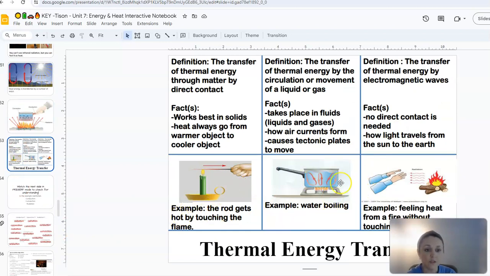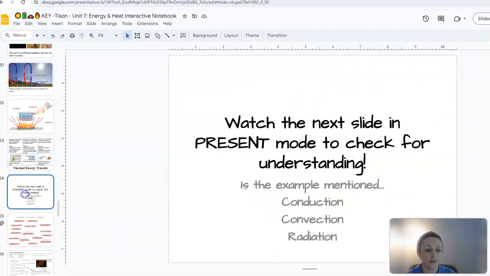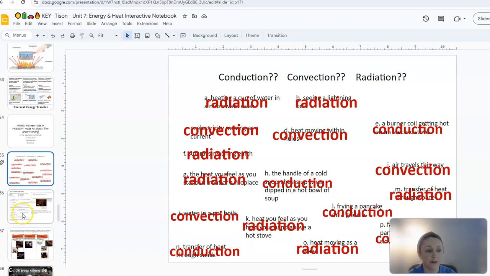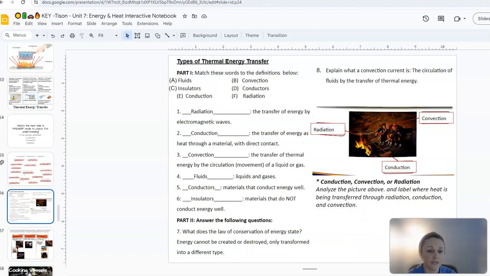So look at these three examples, pause this, make sure you understand the definitions, what they mean, because we're going to look at this in a minute. So we're going to watch the next slide in present mode. All right. What you're going to see is that each of these examples are going to pop up with their correct type. I want you to do this and see if you guess them correctly. On slide 36, we have several examples here that you need to pause this and fill out. Once you are done filling yours out, come back and check your answers.